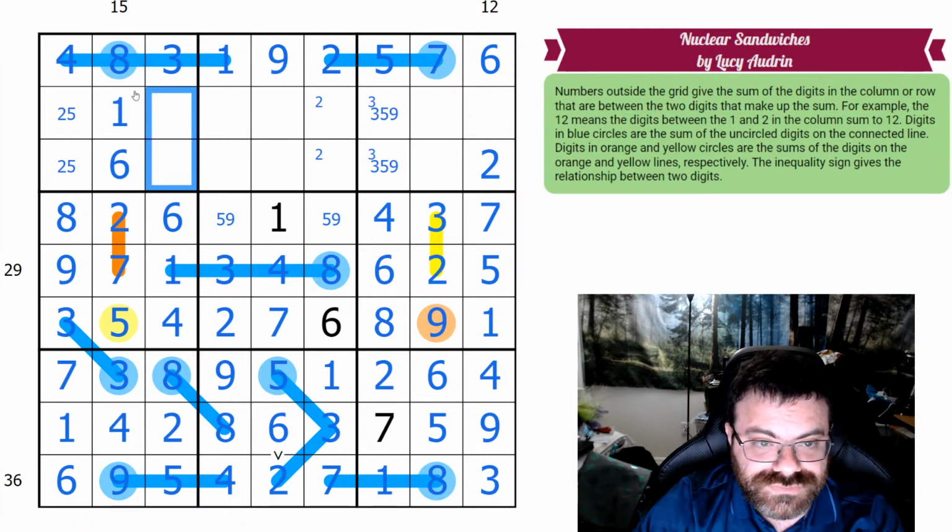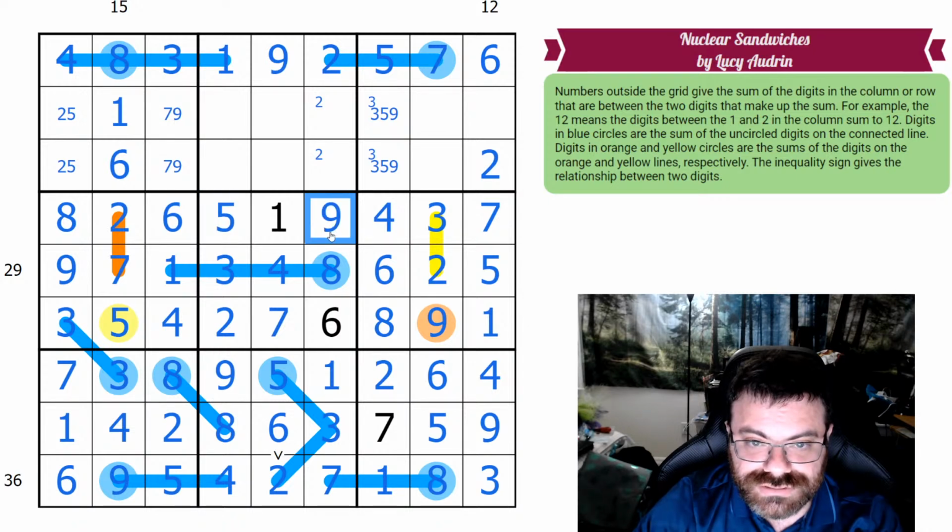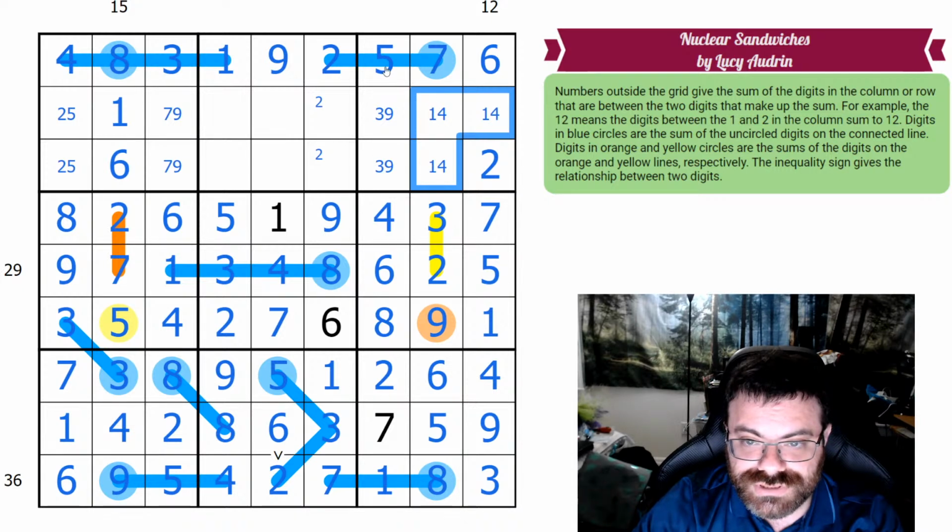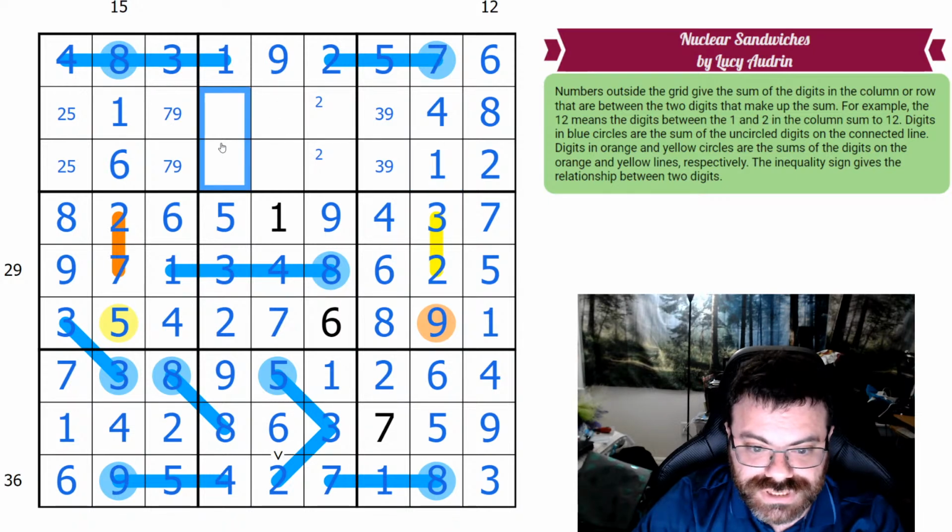We got 1, 2, 3, 4, 5, 6. This is 7 and 9. This 9 sees here. This is 5 and 9. These are not 5. 1, 2, 3, 4, and 8. So 8 goes here. 4 and 1. Pretty much finishing up now.